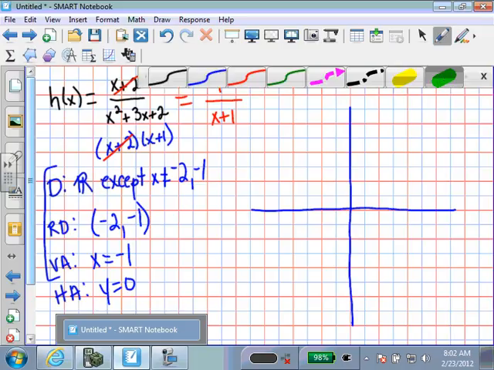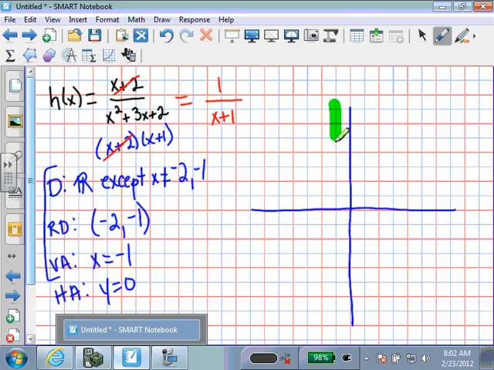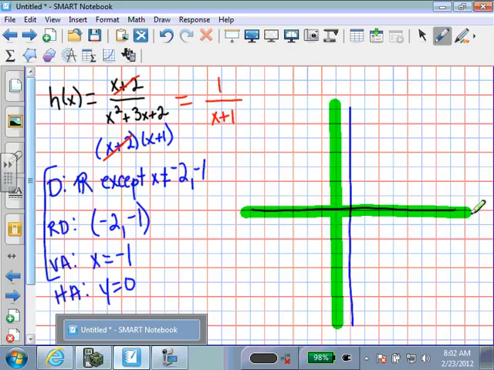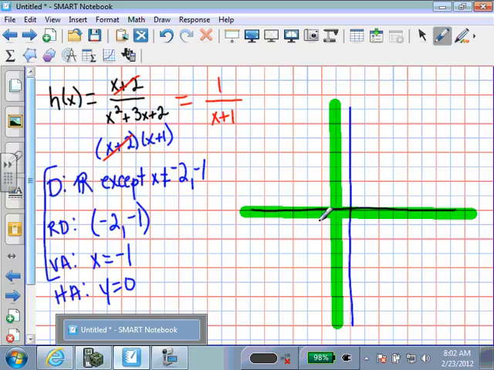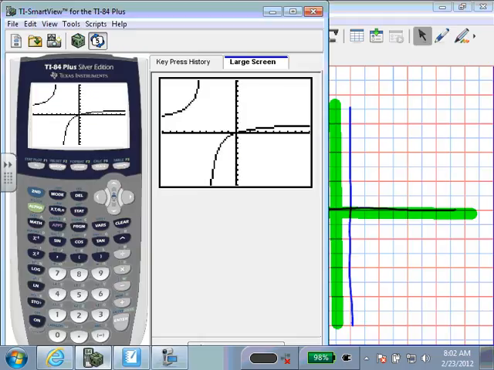My vertical asymptote is at x equals -1, and my horizontal asymptote is at y equals 0. I have a hole in the graph at -2, -1. So I draw that like a little hole in the graph. And now I need to go and grab some values. I'm going to punch in the simplified version because it's easier. So 1 over x plus 1.